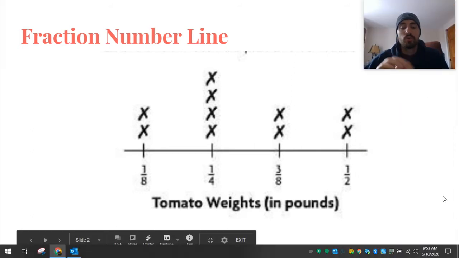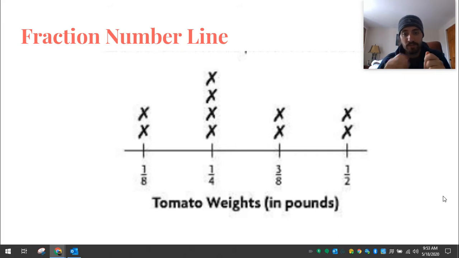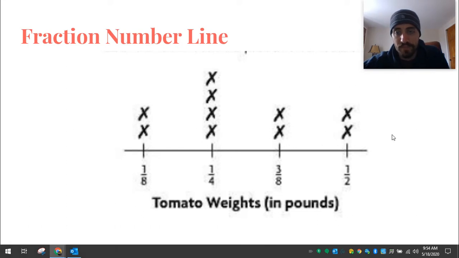Okay, so we're going to be looking at fractions on a number line and trying to understand what they mean. In this problem, someone went out and picked a bunch of tomatoes. They weighed the tomatoes and put all their information on this line graph. We can see they picked 1, 2, 3, 4, 5, 6, 7, 8, 9, 10 tomatoes. Each one of those X's represents one tomato.